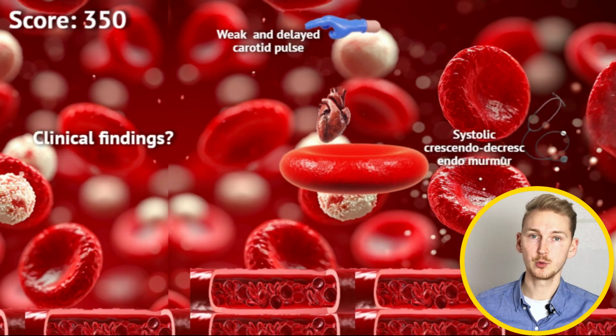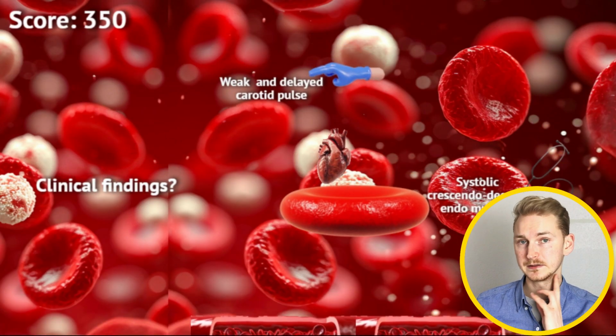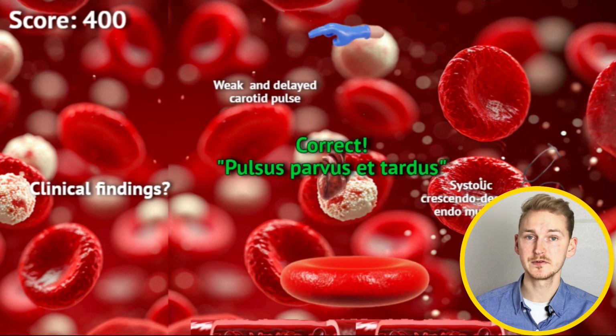Clinical findings. A weak and delayed pulse can be palpated on the neck. This is called pulsus parvus et tardus.